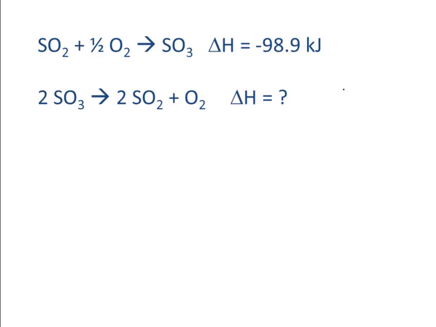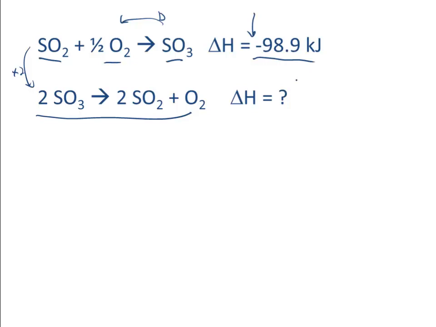Here's an example of how that would work. If you know that the reaction of SO2 plus half an O2 to SO3, all this is gas phase, has an enthalpy change of minus 98.9, what would it be for this reaction? And what you have to do is, what have you done to this reaction to get to this one? Well, one thing you've done is you've reversed it. So you've swapped the reactants and products, so we'll change the sign. And the other thing is we've multiplied by 2, because you now have 2 SO3s instead of 1, 2 SO2s instead of 1, and 1 O2 instead of a half an O2.